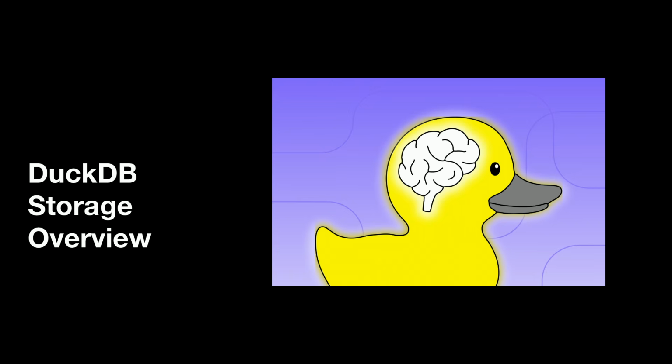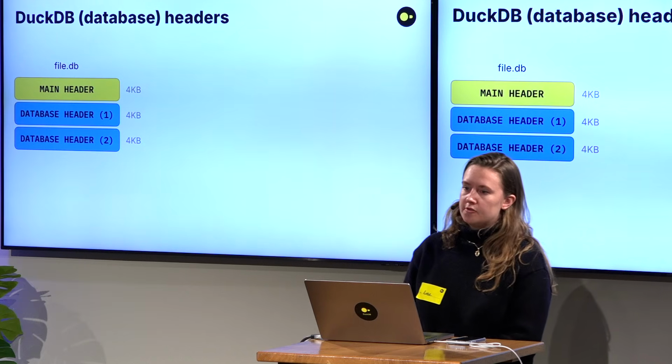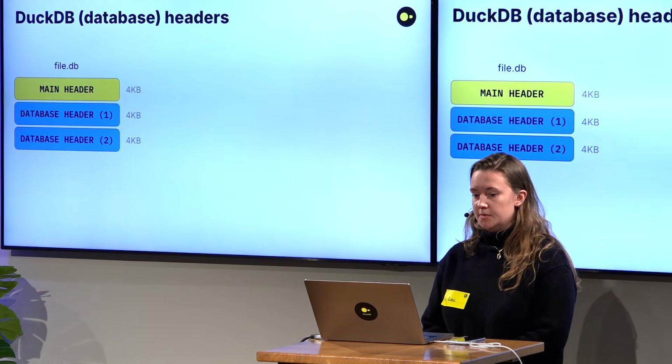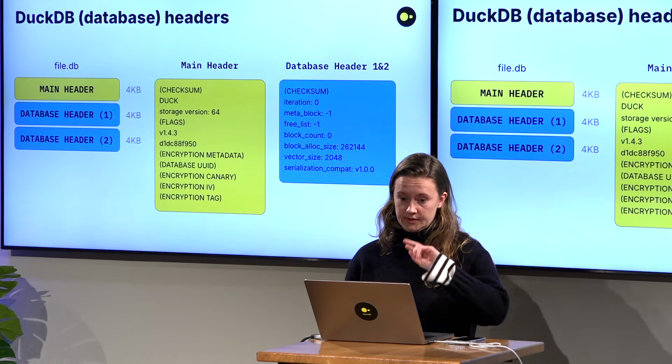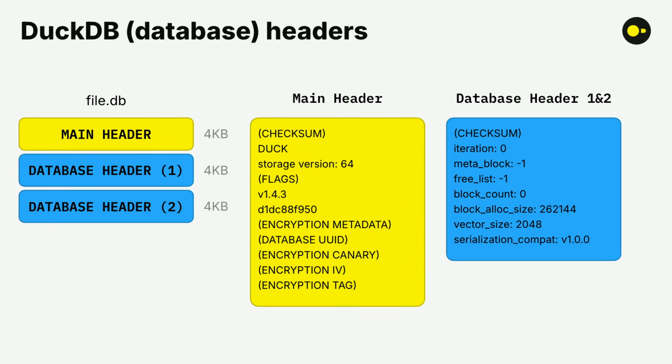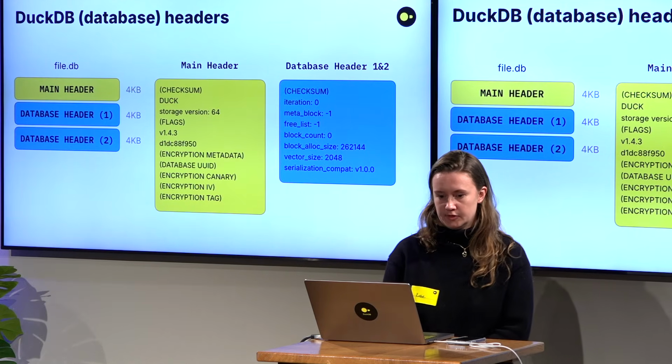And now going back to DuckDB storage, because you need an understanding at the high level. Whenever DuckDB writes a file, DuckDB first writes database headers. First it writes the main header, and then it writes two different database headers. In the main header, we have a checksum to check if the header is not corrupted. Then we have the magic bytes. We also store the storage version. We store some flags that, for example, also indicate whether or not your file has been encrypted. We store the database identifier and some encryption metadata. The other database headers store, for example, the iteration count, the count of the blocks that are in the file, the size of the blocks, the vector size, and also a kind of storage version, the serialization compatibility version.